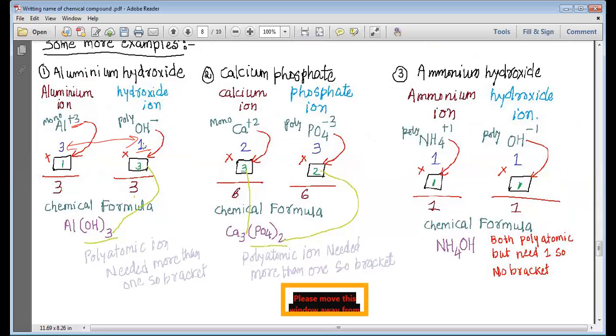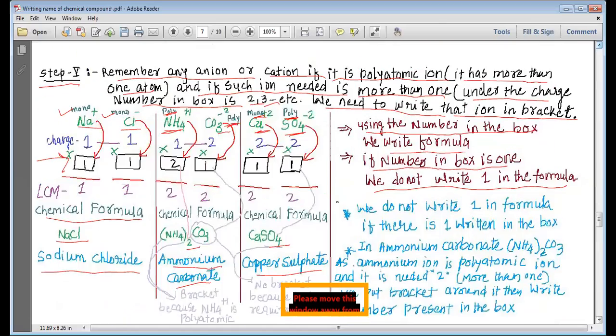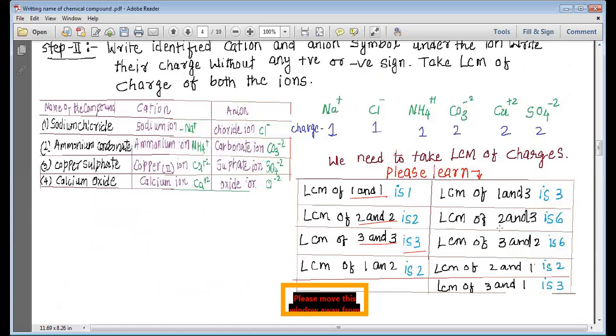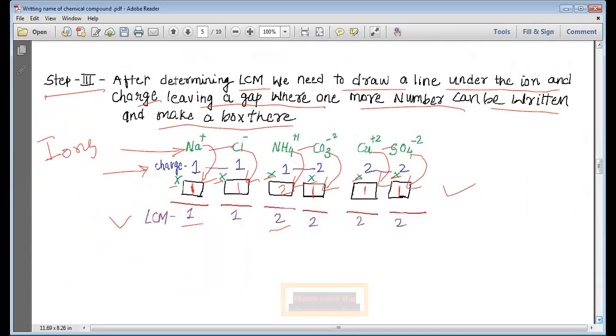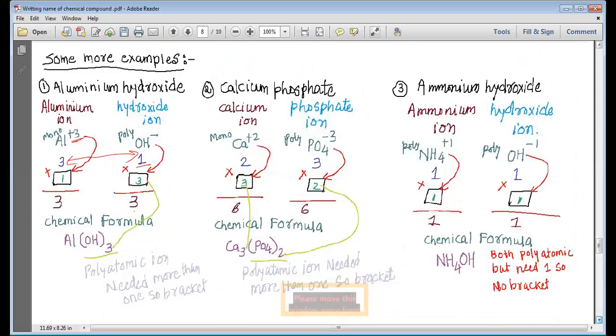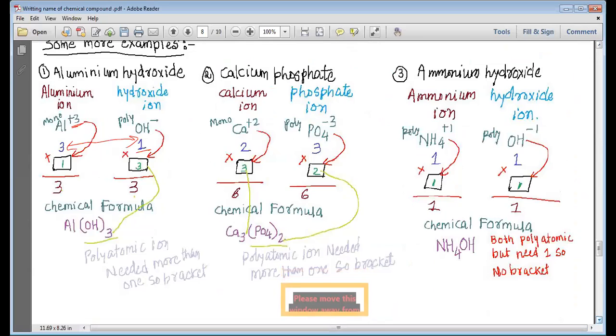Now we take the LCM of 3 and 1. So LCM of 3 and 1 is 3. That is what we derive from this table, my dear students. We just do the multiplication, 3 ones are 3, and we get the LCM. So please remember that LCM of 3 and 1 is 3. LCM of 2 and 2 is 2. LCM of 1 and 1 is 1. And LCM of 3 and 3 is 3. But LCM of 3 and 1 is 3.